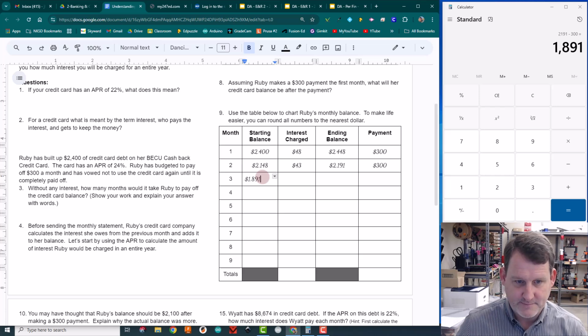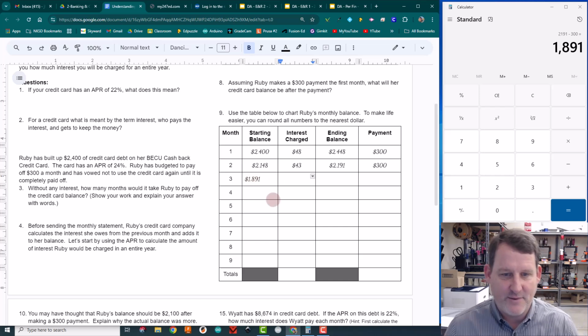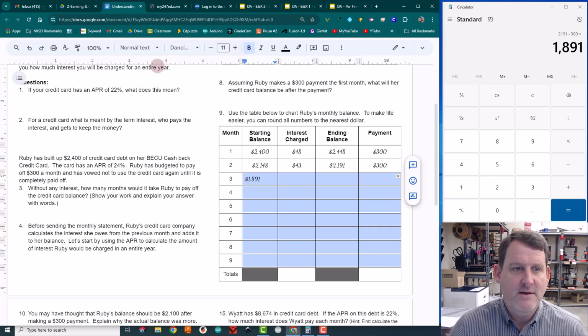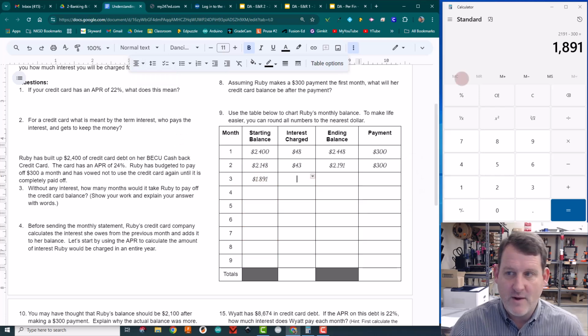$1,891. Okay, the commas on the screen look like decimal points. That should be a comma there, so 1,891. Now we do the calculation again to find the new interest. So I'm going to run this 1,891.